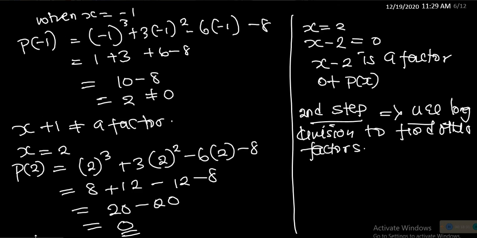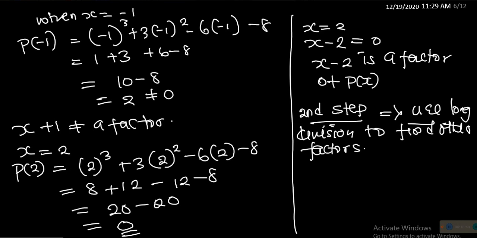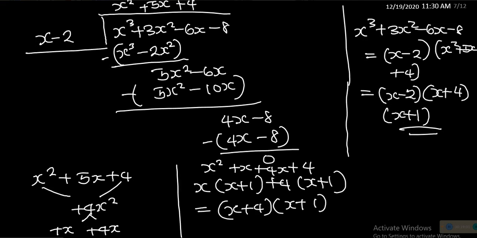Okay, so it's very easy and straightforward. This is how to use the factor theorem to find all the linear factors of a polynomial expression. Find the factors of the constant, then substitute all the factors, and find the first factor that will give you a remainder of 0. So that shows that it is a factor. Then you use the division algorithm, the long division, to find other factors, and then you can write the polynomial as a product of the factors, and then you are done.